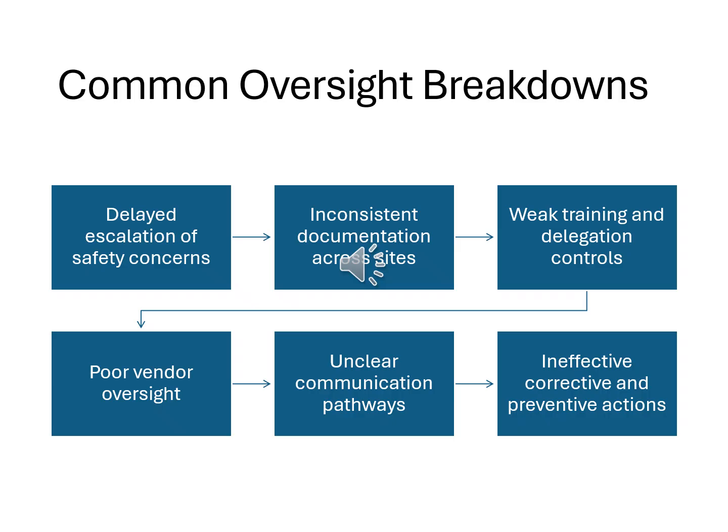Recognizing these patterns is important because it helps clinical research leaders design oversight systems that prevent problems rather than only reacting after harm occurs. In closing, today we defined oversight and reviewed how oversight responsibilities are shared across organizations and the importance of it. We emphasized the difference between delegation and accountability and reviewed practical tools that support oversight.